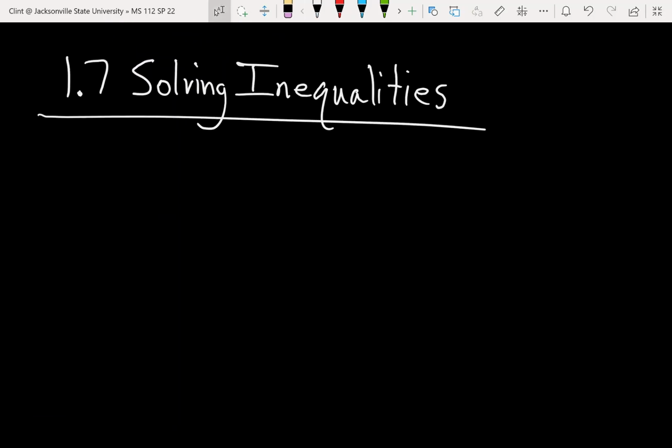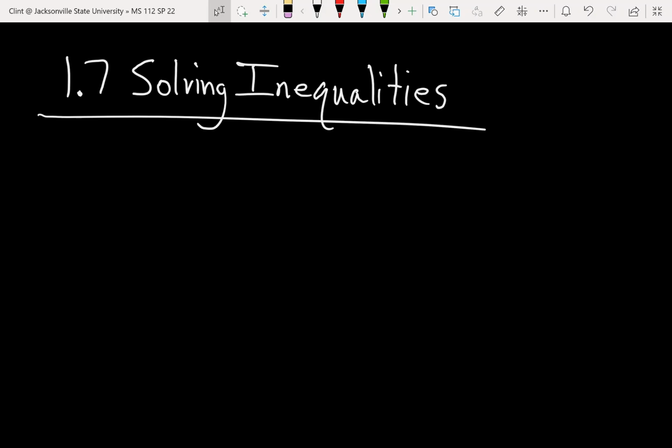So first, we're going to look at 1.7, solving inequalities. We just want to be able to solve some basic inequalities. We're not getting too crazy with it. They'll just be linear.